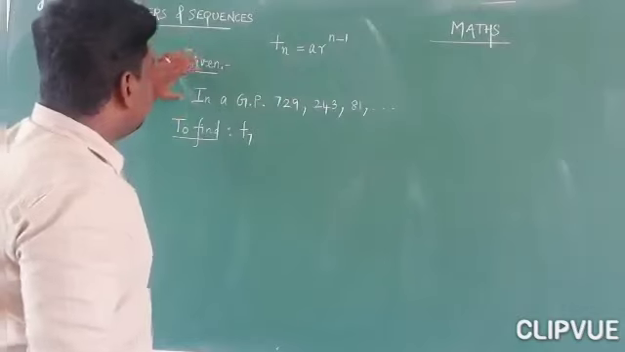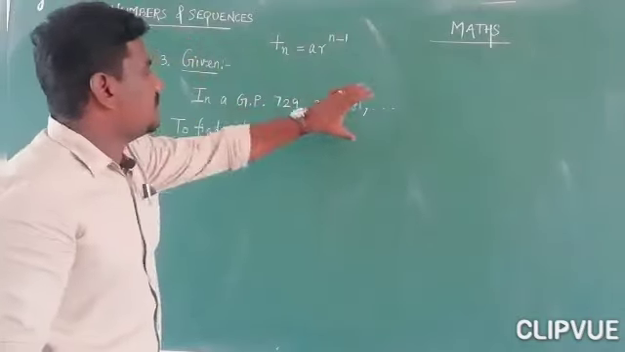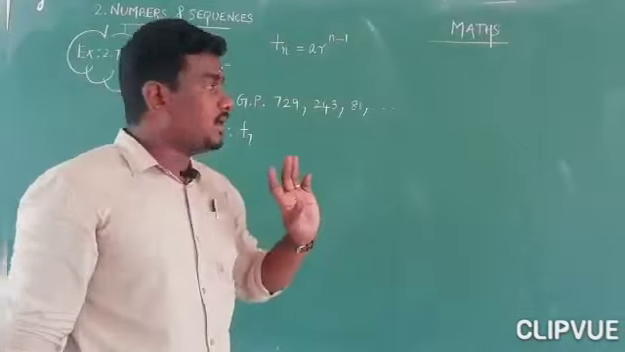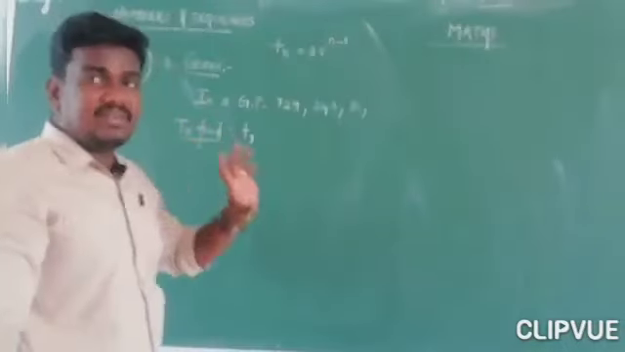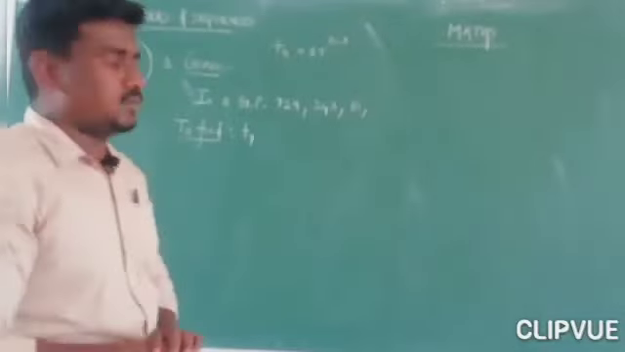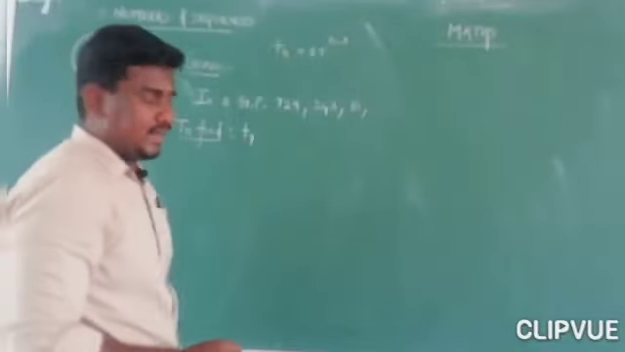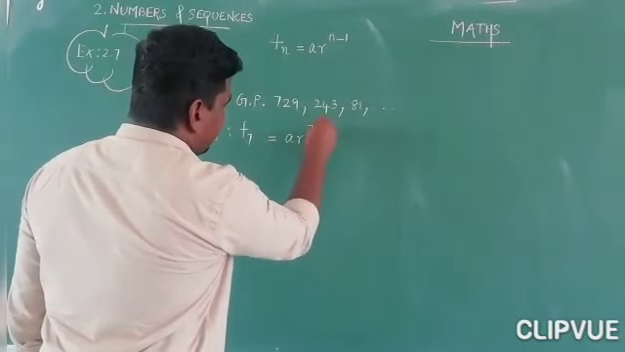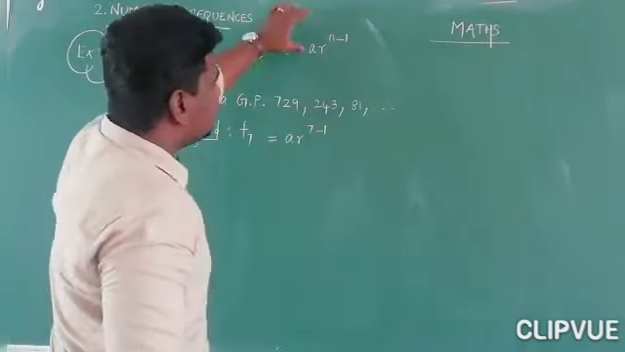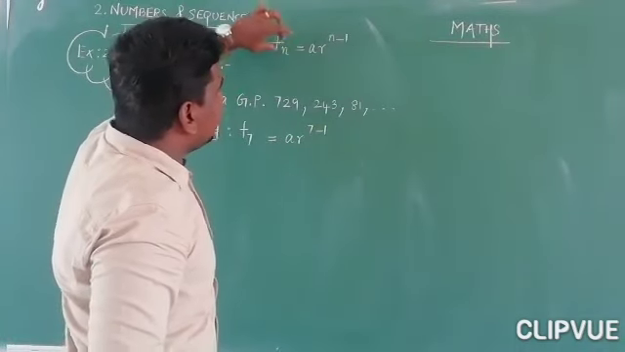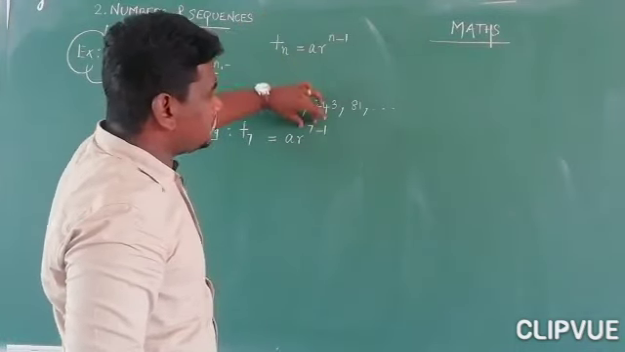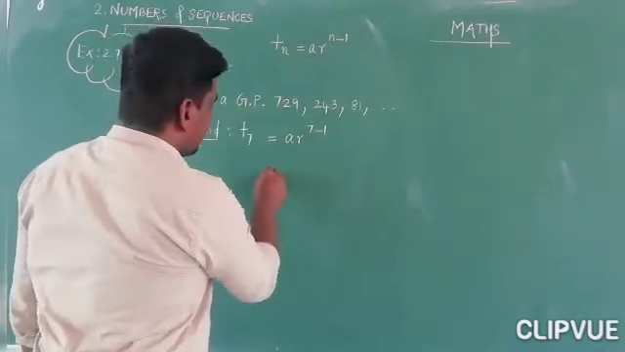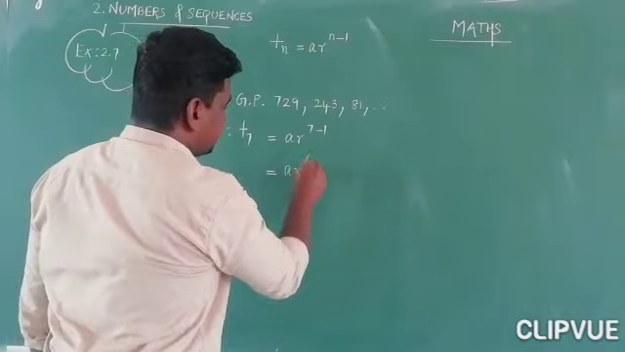Given in a GP, the terms of the GP are 729, 243, 81 and so on. They are asking to find the seventh term of the geometric progression. So T7 we are going to find. T7 can be written as a r power 7 minus 1. Using this concept, instead of n I replaced 7. 7 minus 1 gives 6. So T7 can be written as a r power 6.